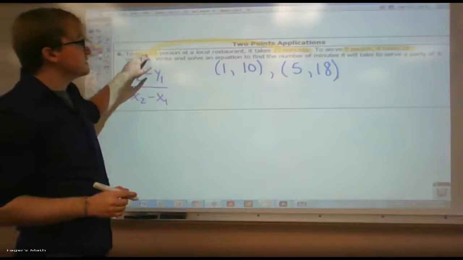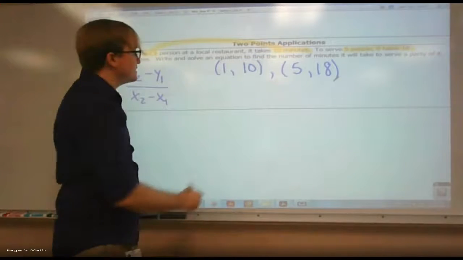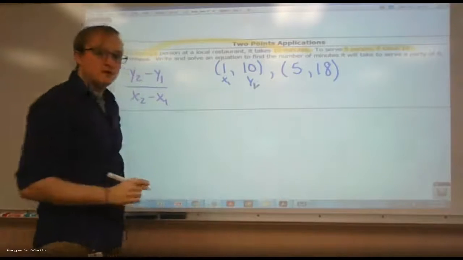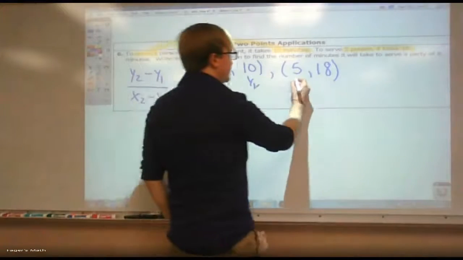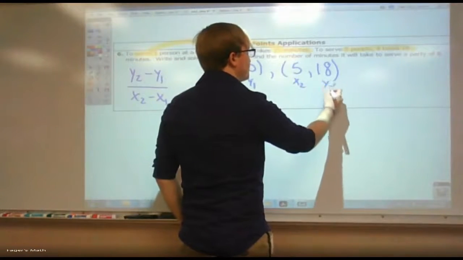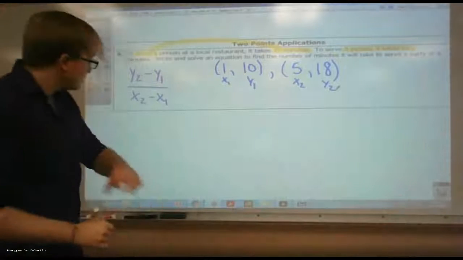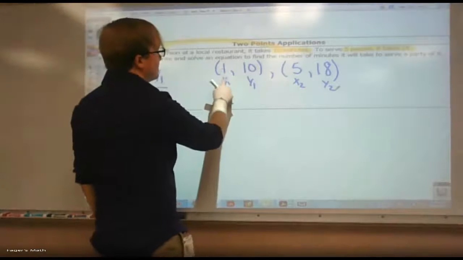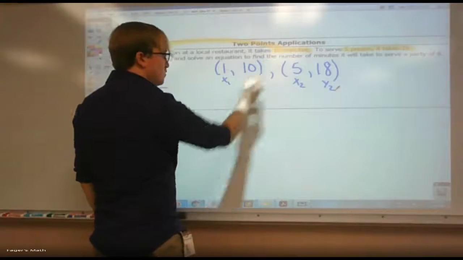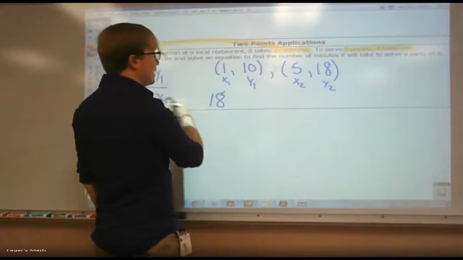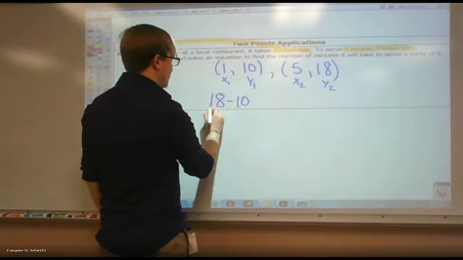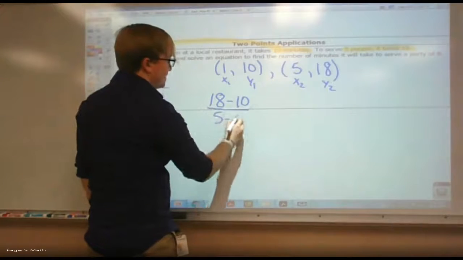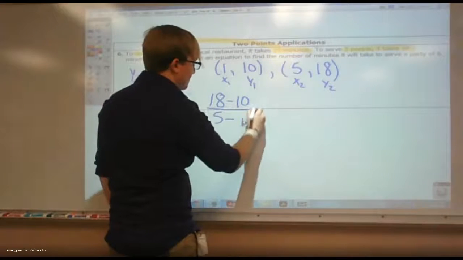Now let's assume that since this is the first point they gave us, this is point 1. So this is x1 and y1. By extension, this is x2 and y2. So now we just plug these into here, we're going to get our slope, right? So let's see. y2, 18, minus y1, which is 10. Then we divide that by x2, which is 5, minus x1, which is 1.